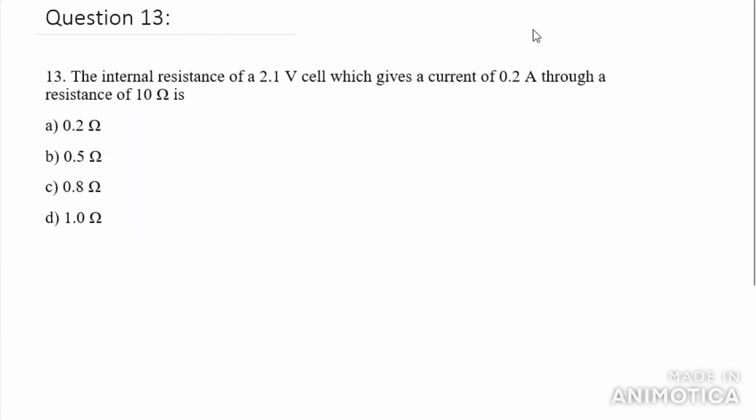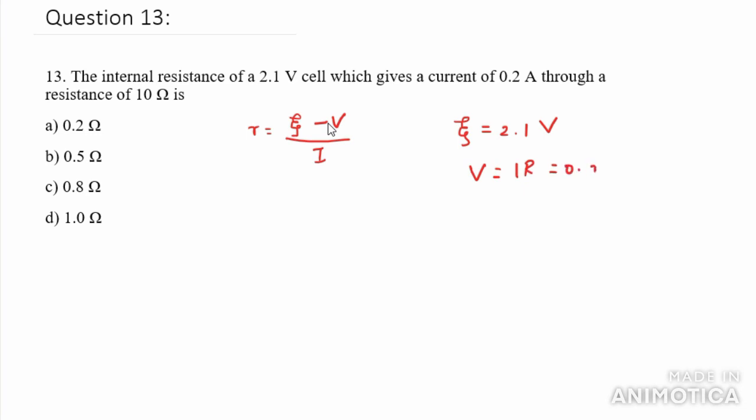1127 Kelvin. Question number 13. The internal resistance of a 2.1 volt cell which gives a current of 0.2 amps through a resistance of 10 ohms is. So we have to find the internal resistance, and the formula for internal resistance r is given as the EMF of the cell, that is psi, minus V by I. So this EMF is given, psi is equal to 2.1 volt, and V is equal to IR, that is 0.2 into 10, equal to 2 volts, and current is 0.2 amp.